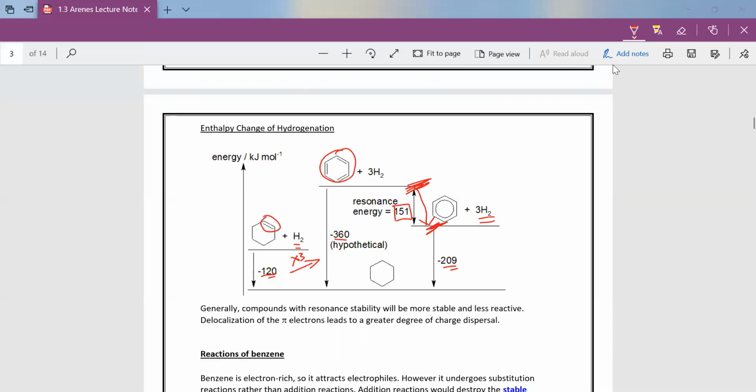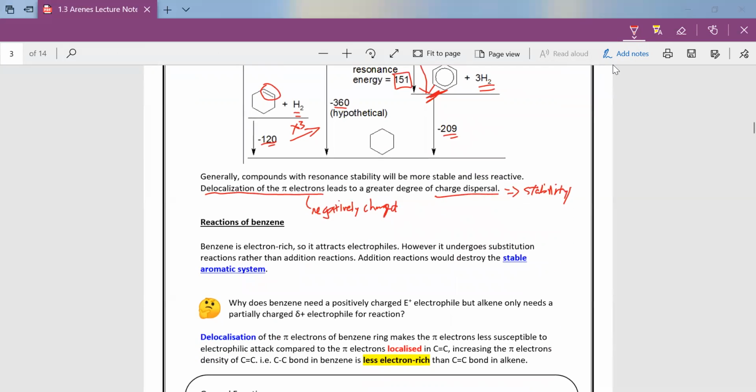So how do we explain this? Why does resonance lead to stabilization? It is because when we spread out the pi electrons, you know electrons are negatively charged, when we spread them out over a greater area, it leads to charge dispersion. So charge dispersion leads to stability. In organic chem, this concept always holds true: charge dispersion leads to stability.